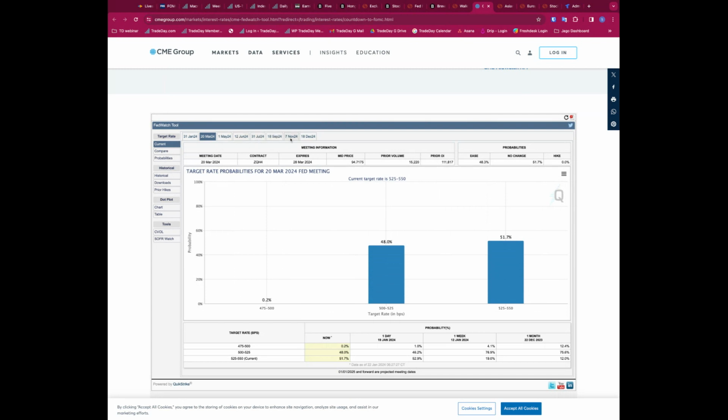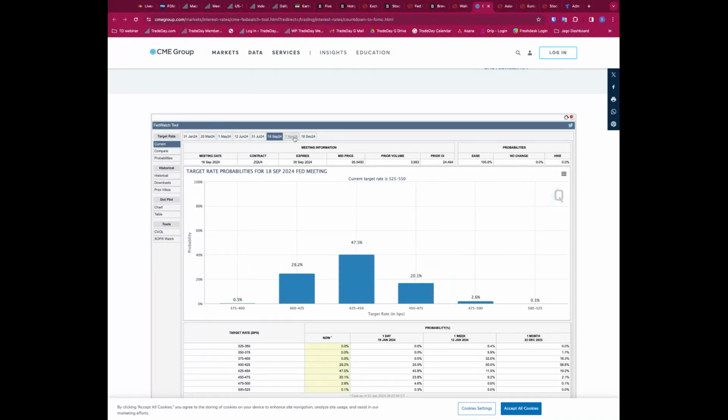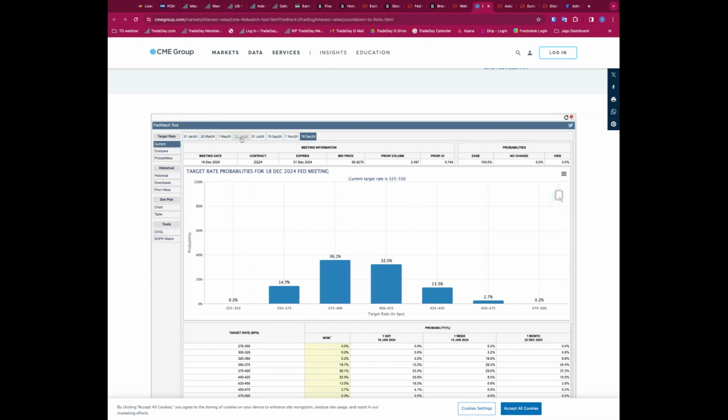1, 2, 3, 4, 5, 6. So previously I was looking for a pivot at some point in the middle or end of the year. Now the market's maybe looking at no first rate cut in March, but then pretty much rate cuts from May onwards. As you see here, there's a 50% chance, or only a 14% chance you don't get a rate cut by May, but then you're looking at one at every meeting, a rate cut of 25 basis points until the end of the year. So we were looking for an earlier start. Now we're looking for the same end point, 150 basis points down. The market's still pricing that in, but maybe starting later.